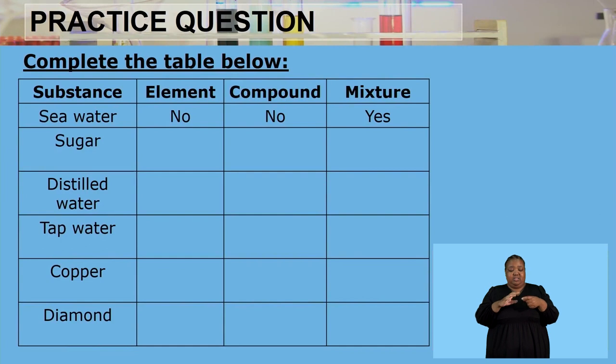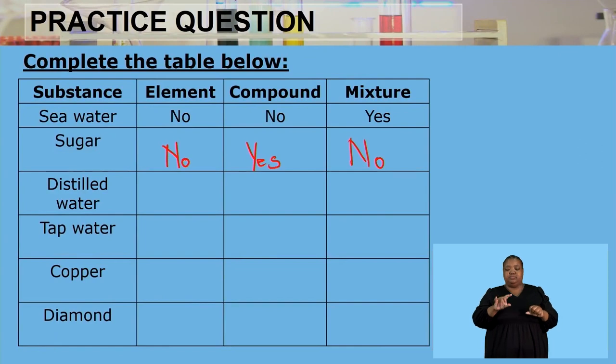So sugar, is sugar an element, a compound, or a mixture? Sugar is not an element. And sugar is not a mixture, which then means that sugar is a compound.